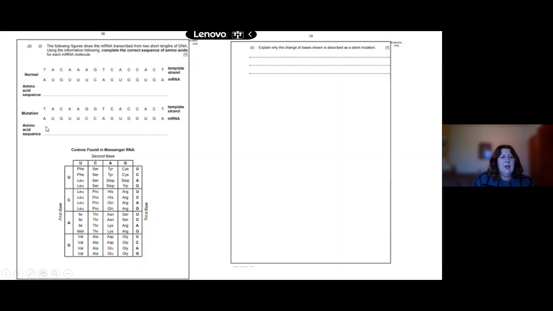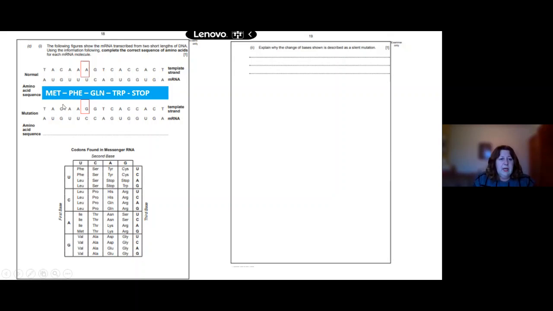We've got a template, a messenger, but this time this is a mutated strand. The one thing that you may notice, if you've got time to scan through, is that there are some differences between the normal template strand and the amino acid sequence in the mutation. And if you look, using the same method that I've told you about before, at the table at the bottom, you can see our codes. It says codons found in messenger RNA, and that's another thing people do. They're not reading the questions; they're seeing we're looking at the codes on messenger RNA.